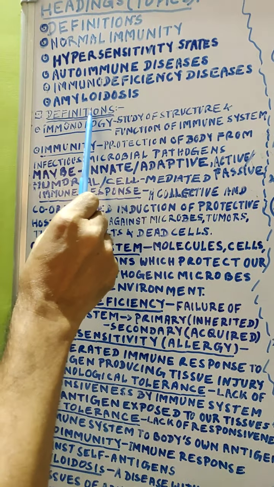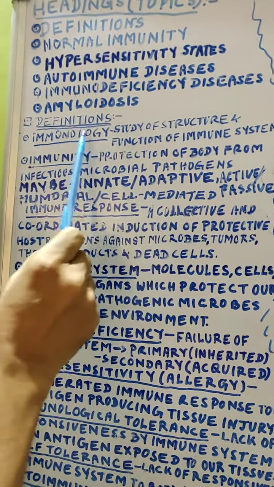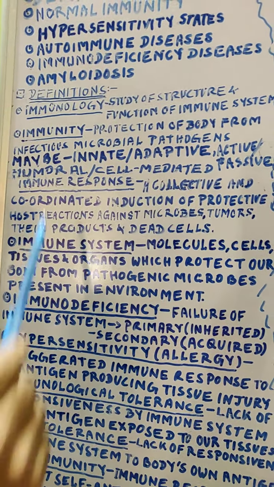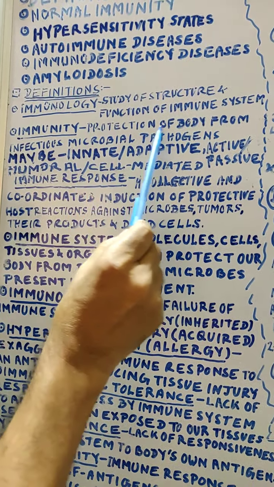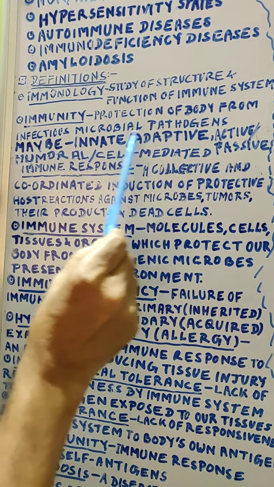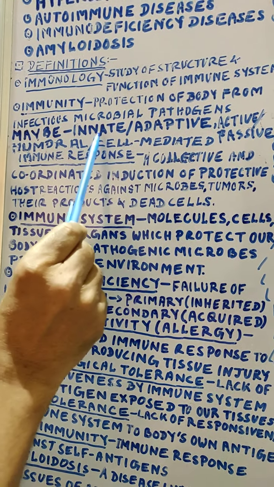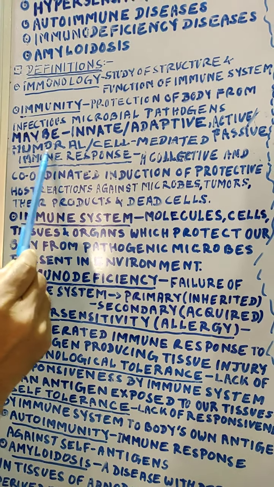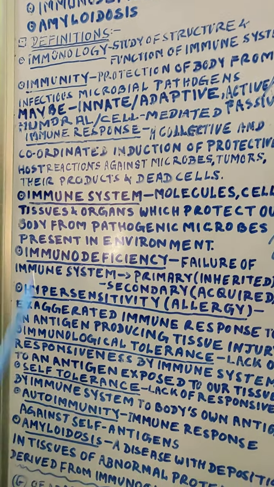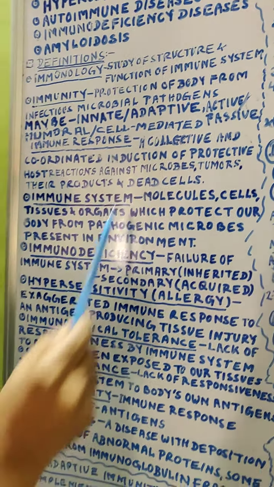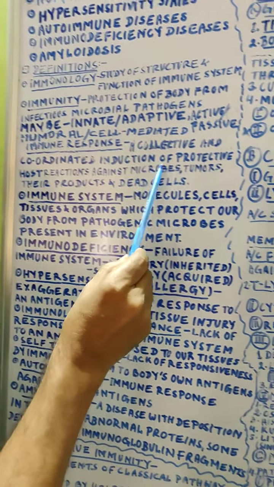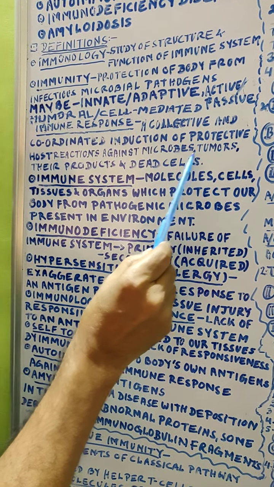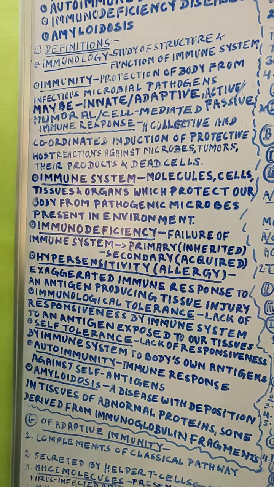Now, in the definition, what is immunology? It is study of structure and function of immune system. What is immunity? It is protection of body from infectious microbial pathogens. It may be innate or adaptive. It may be active or passive. It may be humoral or cell-mediated. Now, what is immune response? It is a collective and coordinated induction of protective host reactions against microbes, tumors, their products, and dead cells.